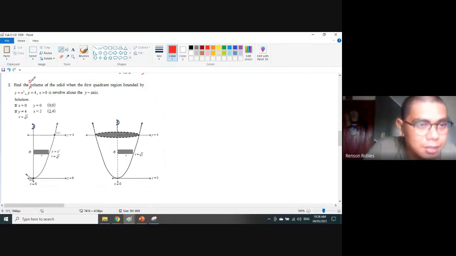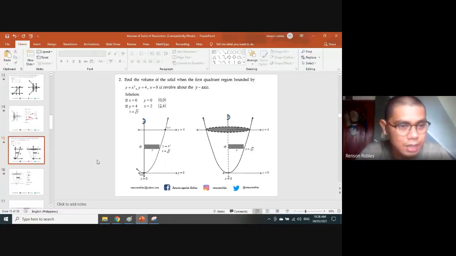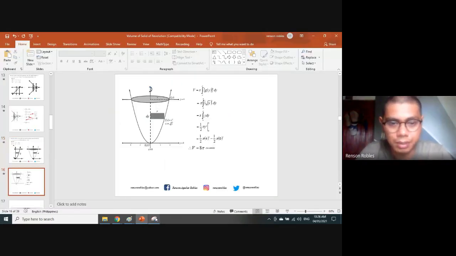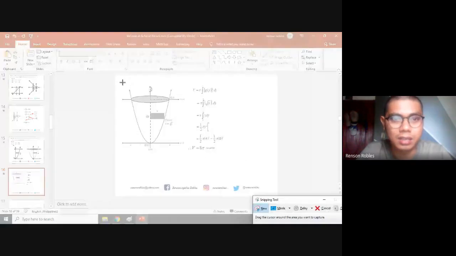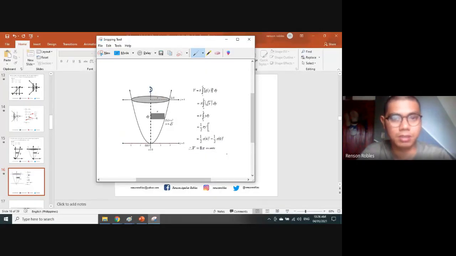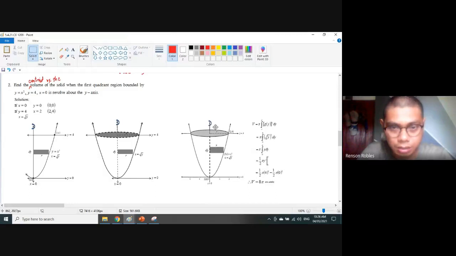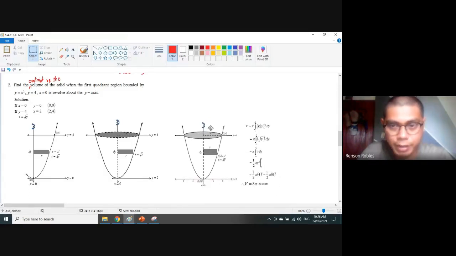Find the centroid of the volume of the solid generated when the first quadrant region is revolved. Let me first get the volume. The volume is 8 pi. And you have to take note that the axis of revolution is the y-axis.